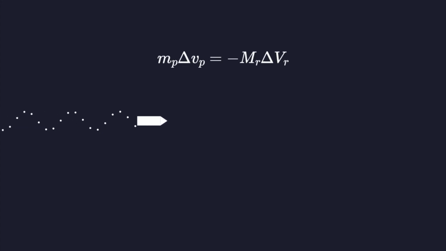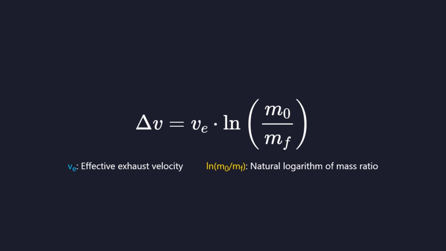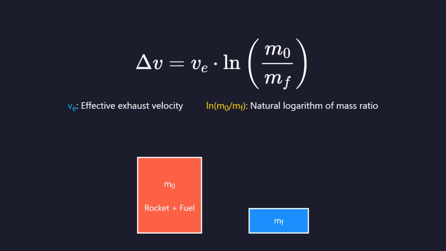Every kilogram of propellant ejected backward at high speed translates directly into forward momentum for the spacecraft. This conservation of momentum is the sole reason we can maneuver in the vacuum of space, where there is no air to push against. The change in velocity, or delta V, depends on two primary factors: the effective exhaust velocity of the engine and the natural logarithm of the ratio between initial and final mass.